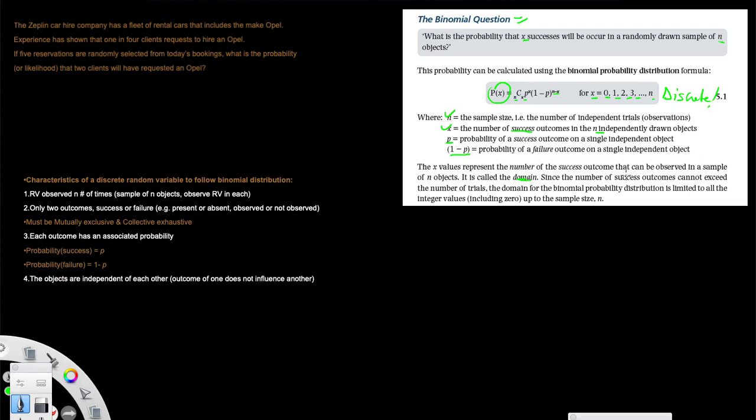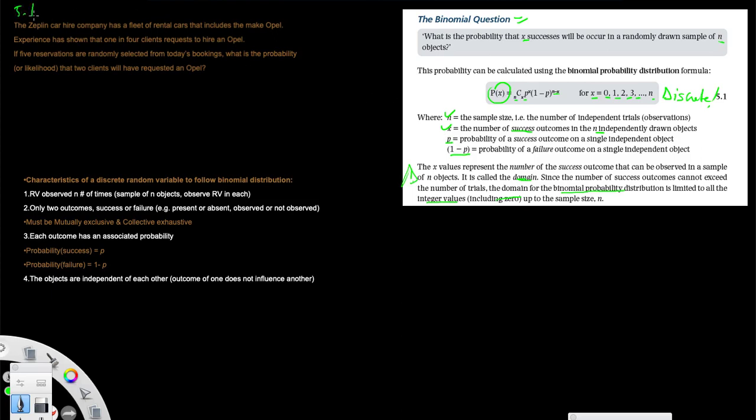Since the number of successes cannot exceed the number of trials, the binomial distribution is limited to integer values, including zero. So just make sure that you read this part and understand it as well. But this is the formula. This will make more sense as we look at the first example that we have here.